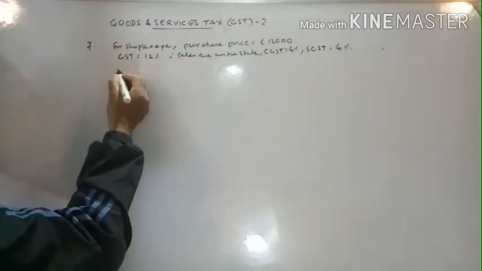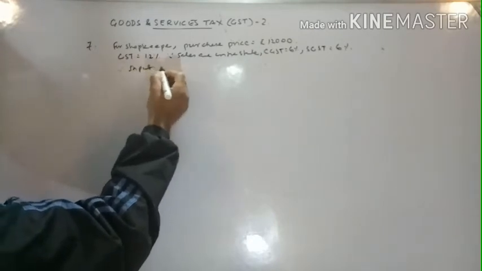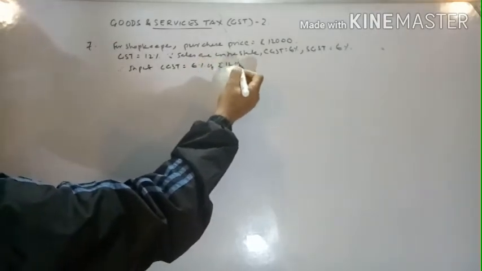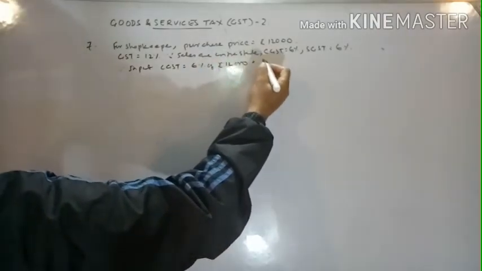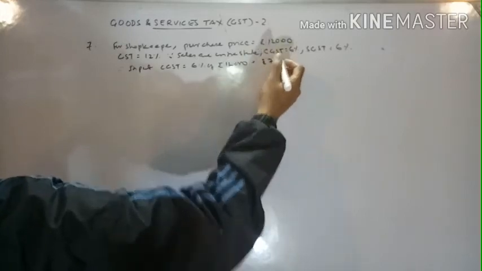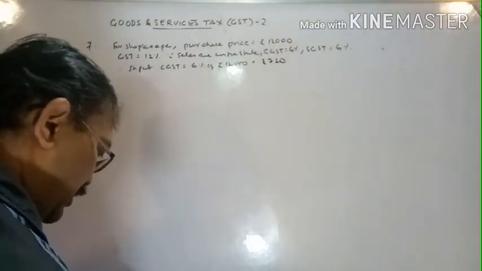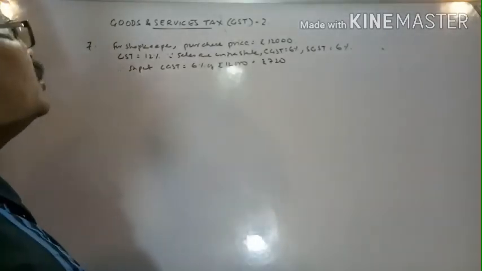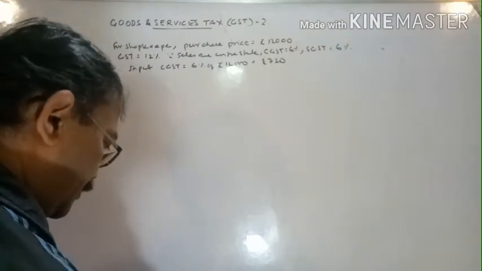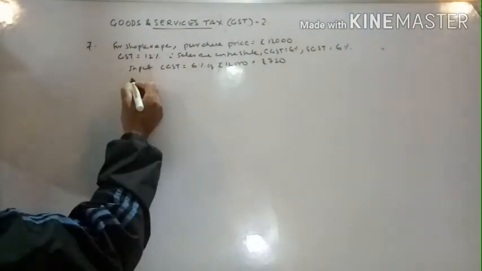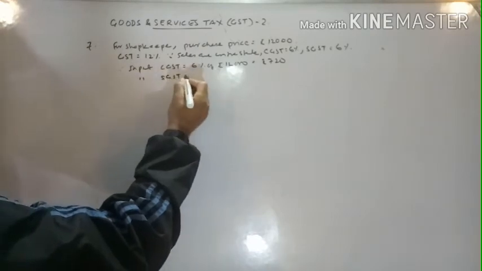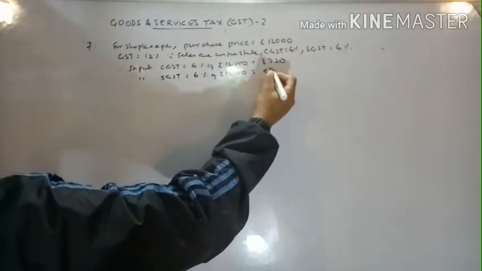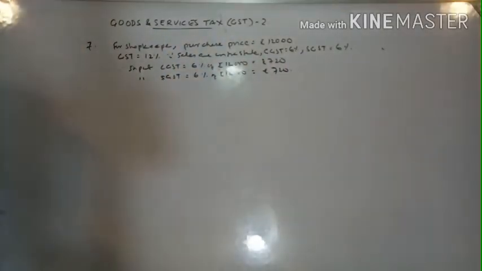So therefore input CGST equal to 6% of rupees 12,000. That is 720, it comes. Okay, so that is 6% of 12,000. So input SGST is also 6% of rupees 12,000, that is rupees 720. Okay, input tax done.